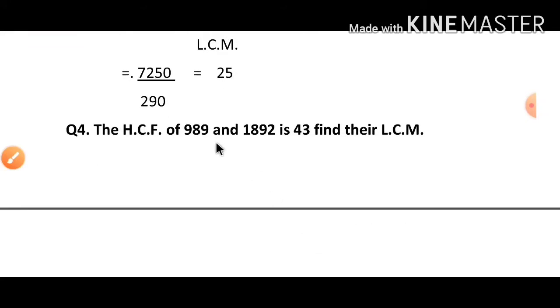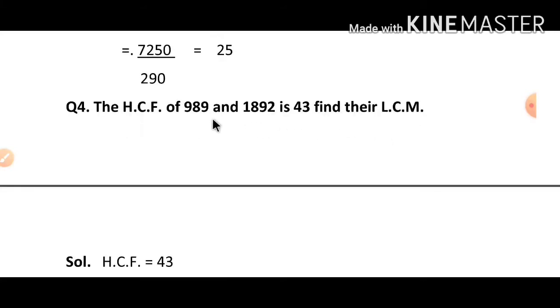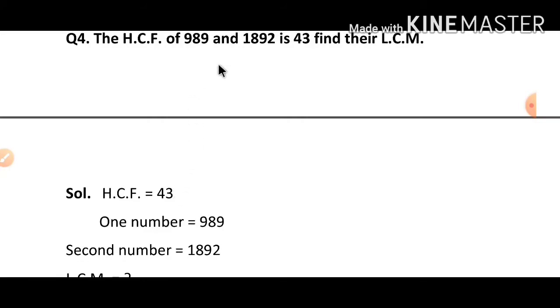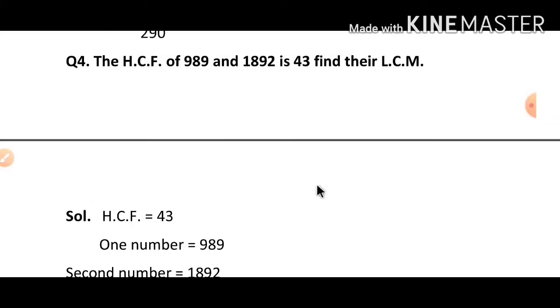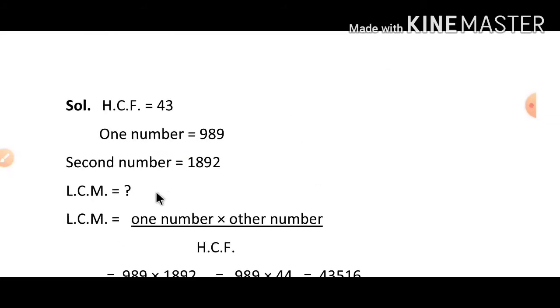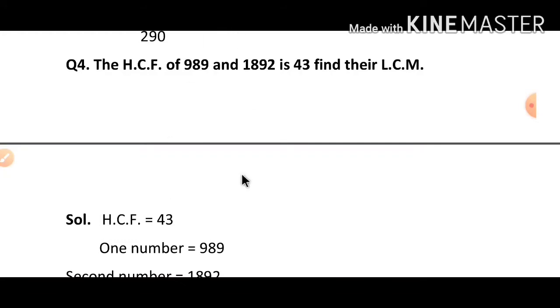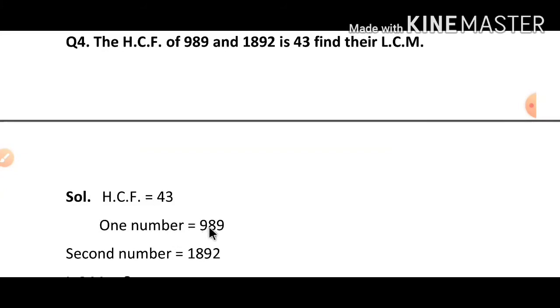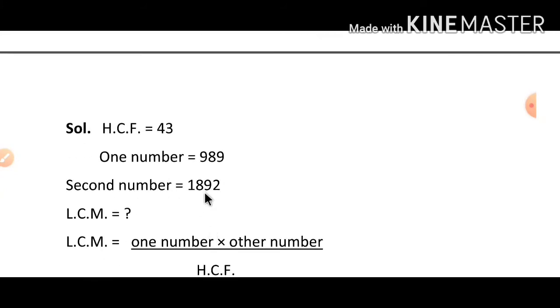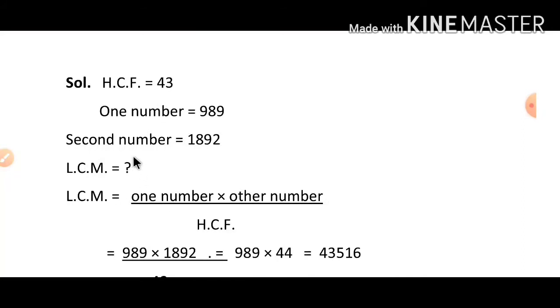Now question number 4. The HCF of 989 and 1892 is 43. Find their LCM. Here you can see that the HCF of these two numbers is 43. One number is 989 and the second number is 1892. Find their LCM, so LCM is equal to question mark. Here you have to read the question carefully, that the HCF of these two numbers is 43. It means 43 is the HCF. One number is 989 and the second number is 1892, and we have to find the value of LCM.